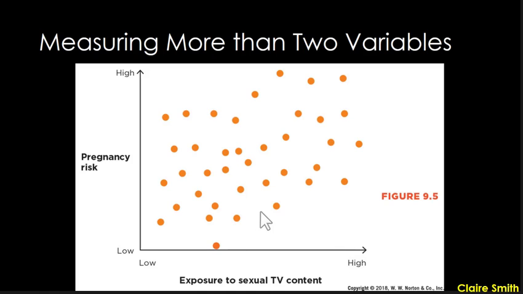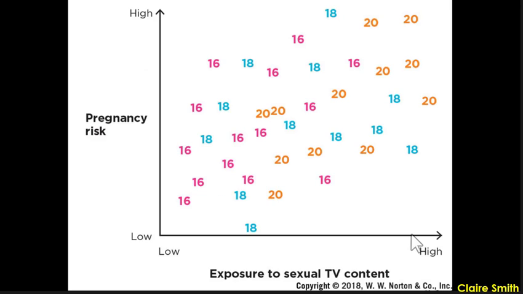So the idea, well, maybe older individuals watch sexual TV more because they have access to it, are more mature, so they watch more sexual TV, and older individuals also are at higher risk for pregnancy because they're older, have more sexual partners, that type of thing. So we want to measure for that additional variable to see if it's actually affecting our results at all.